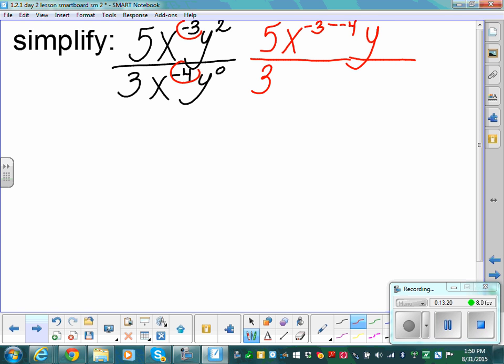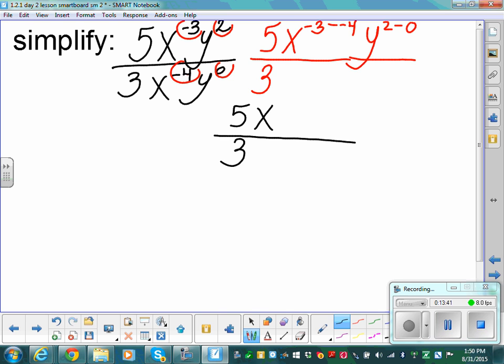So I'm moving on to y's. So we always do the top minus the bottom. So 2 minus 0, right? Okay, 2 minus 0. And now we'll simplify this down further. So I have 5 over 3. Those things don't change. And then we have x to the, well, let's see, negative 3 minus negative 4.